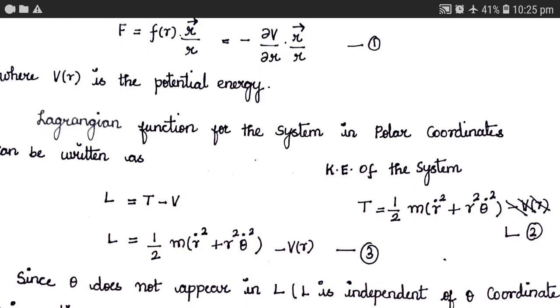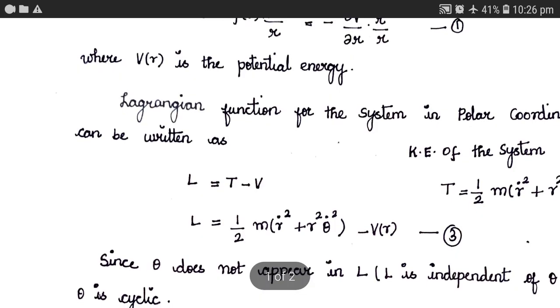The kinetic energy for this system, in terms of the polar coordinates, is given by T is equal to half m into (r dot square plus r square theta dot square). We are much familiar with this equation. I am not going to give much importance to this. In many problems involving polar coordinates, we might have used the kinetic energy of the system as T is equal to half m (r dot square plus r square theta dot square).